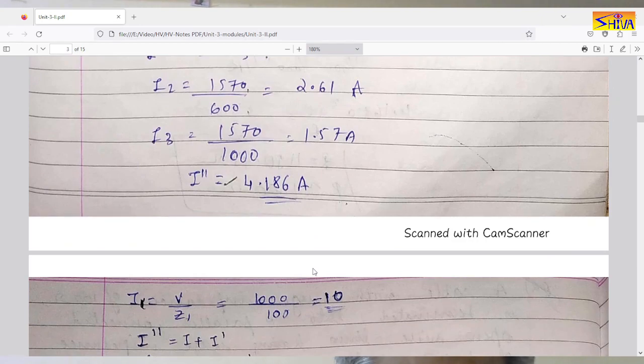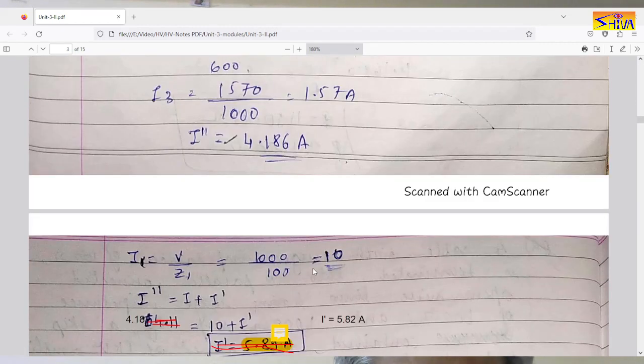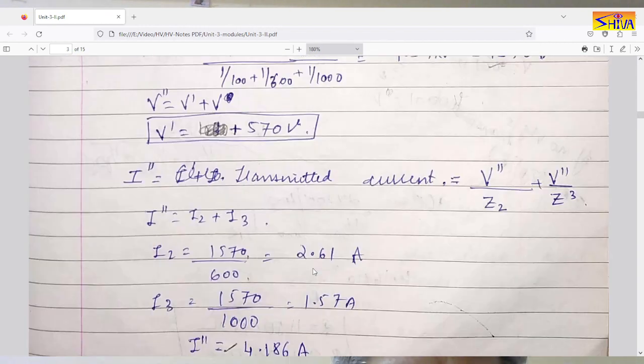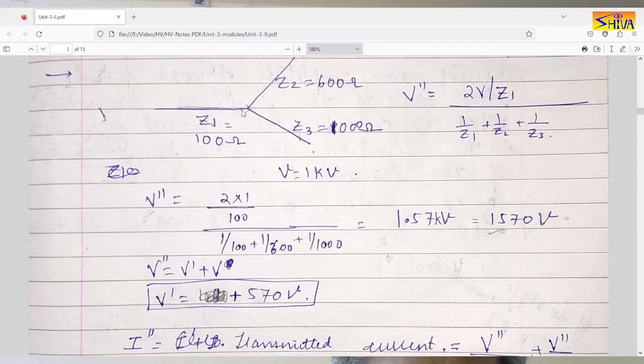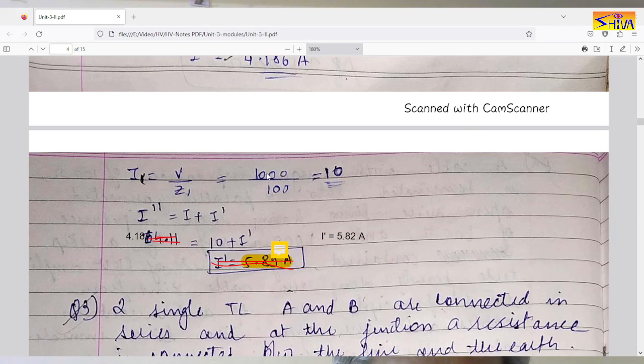Now we have to compute I dash, that is the reflected current. The reflected current will be the reflected voltage with negative sign divided by the impedance of this line, that is 100 ohms. So the reflected voltage is 1000 divided by 100, so it is 10 amperes.